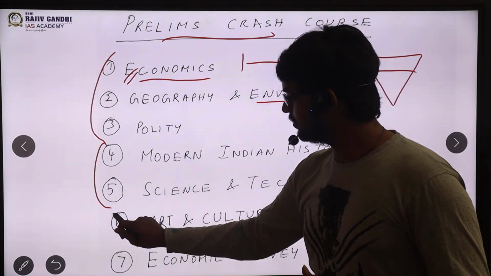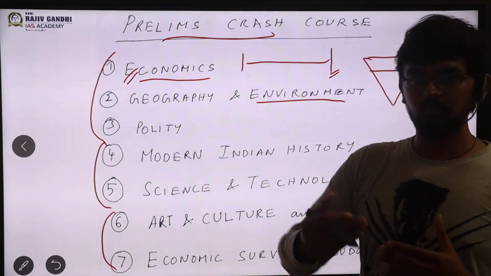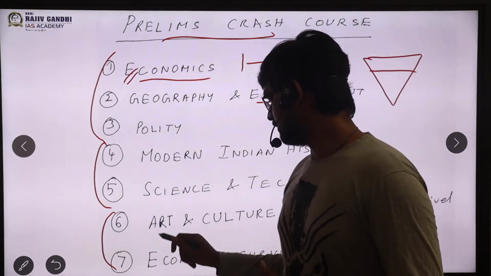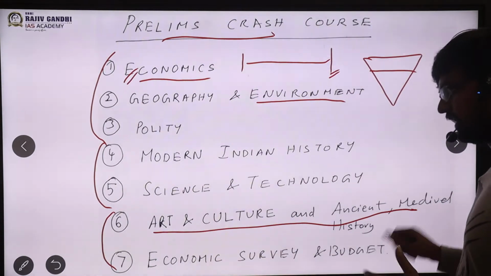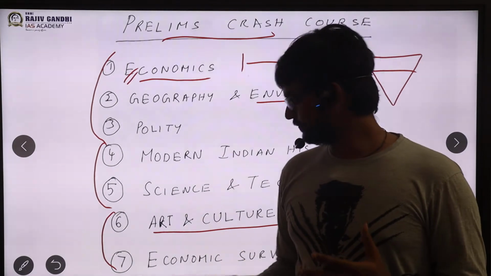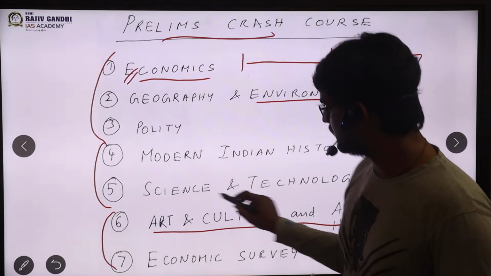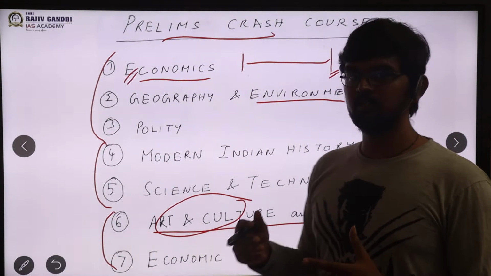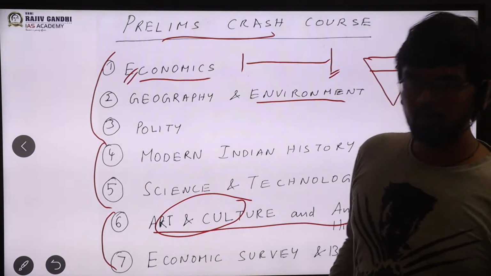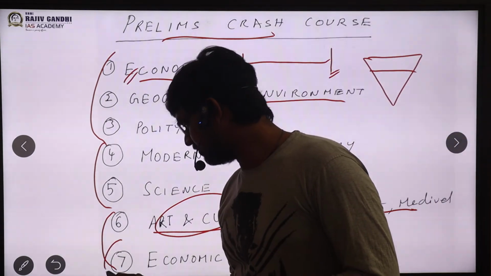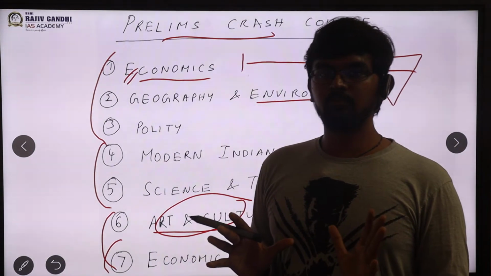Next is the least weighted. UPSC can change its pattern, but I'm saying this based on the overall trend. If you take art and culture together with ancient and medieval history, on the whole it has high weightage, something like 6 questions. But if you take only art and culture, the weightage is less, so that's why I'm calling it a low weightage subject. Apart from that, we will also be covering the coming year's economic survey and budget. So this will be the broad outline of the course.